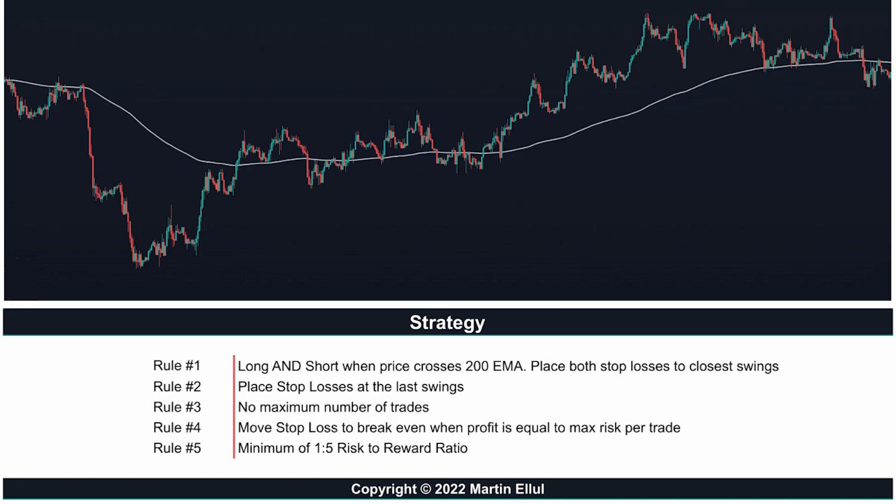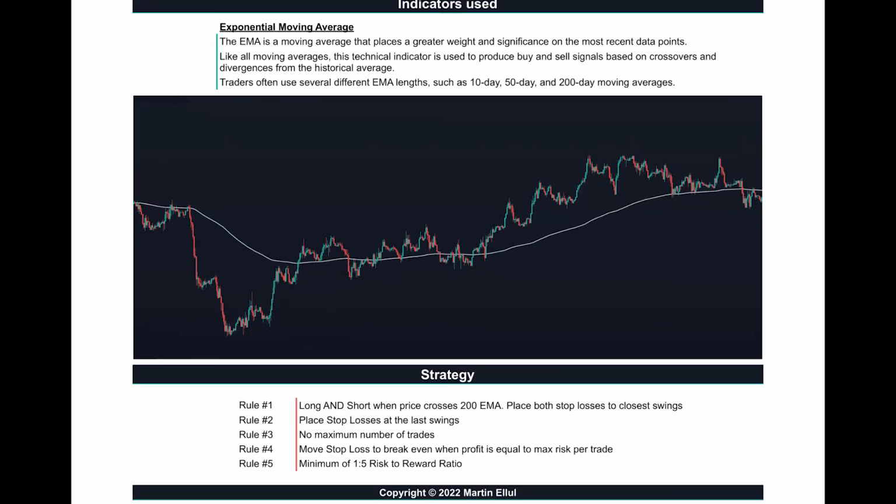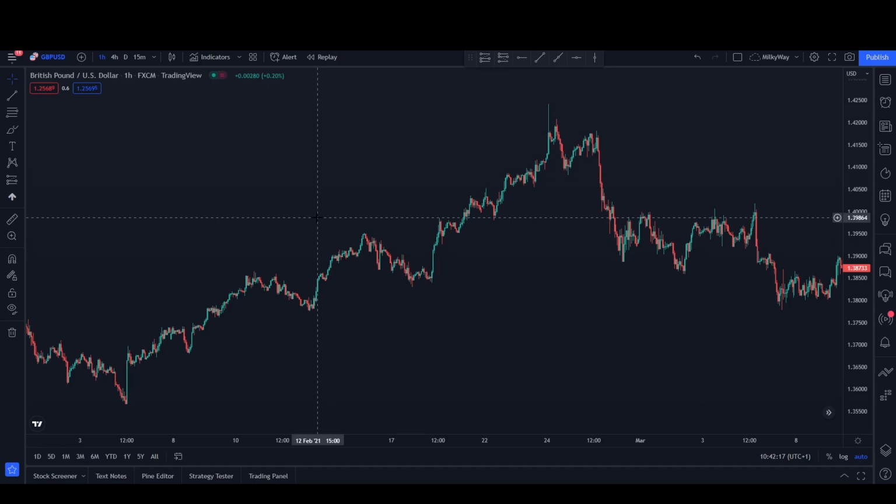There is no maximum number of trades that we can have at any given time, and as soon as the open profit is equal to the maximum risk that we are taking per trade, we move the stop loss to break even. And the last rule is that we must have a 1 to 5 risk to reward ratio. So let's get on the charts now so I can show you a few trades, and then we'll dive into the 100 trade backtest. So here we are on the charts on GBP USD on the 1 hour time frame.